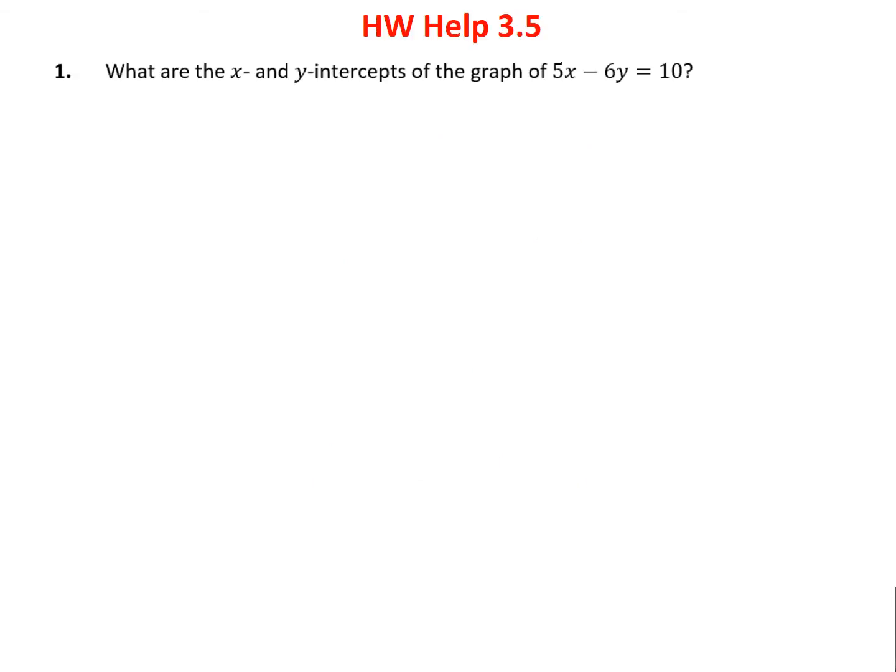Problem 1 asks us this question. What are the x and the y intercepts of the graph 5x minus 6y equals 10? You remember that if we have a graph like this, and we have a line going through at some point, wherever it crosses the y-axis, that is the y-intercept. But notice when it crosses there, x equals 0. Likewise, where it crosses the x-axis here, at that point, y equals 0.